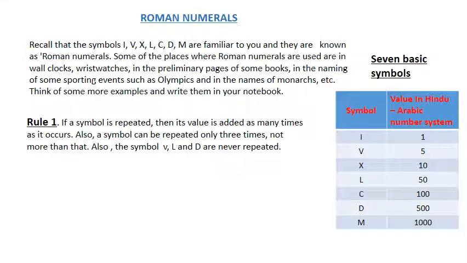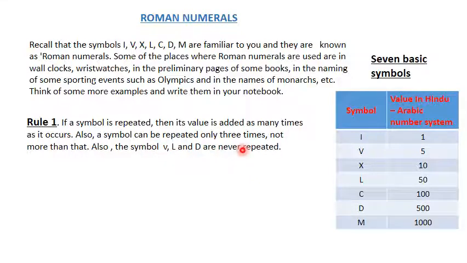Rule number 1. If a symbol is repeated, then its value is added as many times as it occurs. Also, a symbol can be repeated only 3 times, not more than that. Also, the symbols V, L and D are never repeated. So students, what is important here? A symbol can be repeated only 3 times, not more than that, and the symbols V, L and D are never repeated.